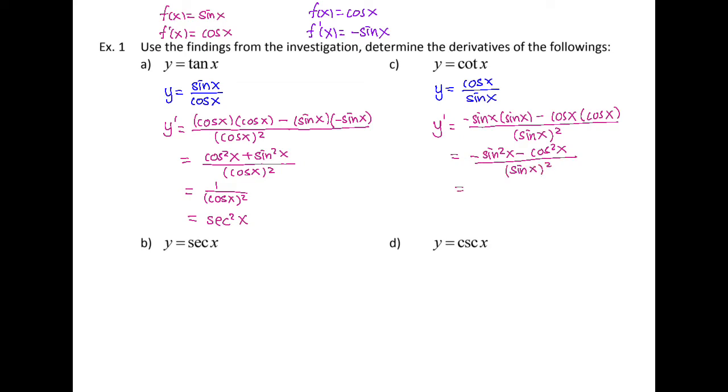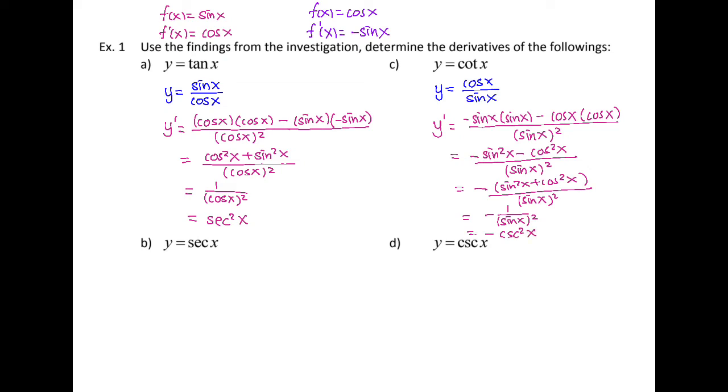And once again, this is actually negative sine square plus cos square x. And we know sine square x plus cos square x is 1, which is negative 1 over sine square x, which is negative cosecant square x.